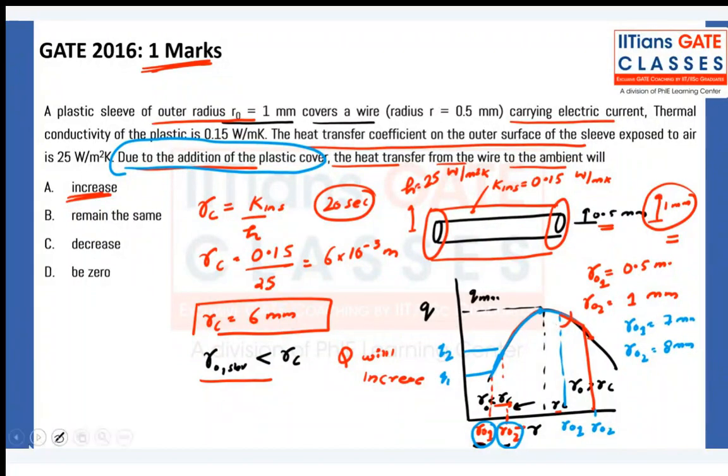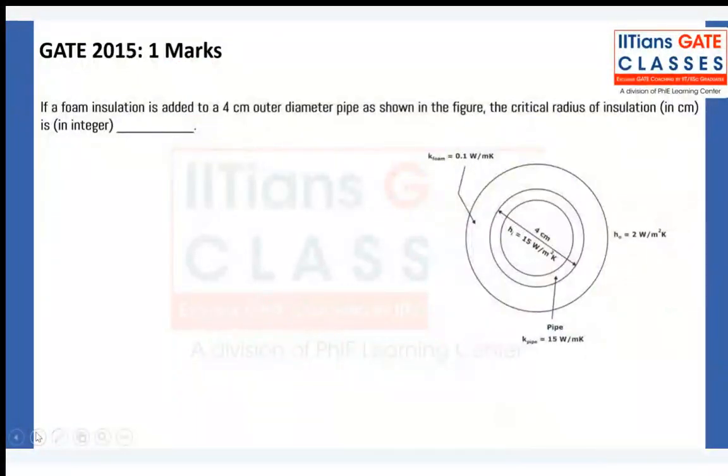If a foam insulation is added to a 4 centimeter outer radius pipe, okay, this pipe is there. You have this pipe, outer radius pipe is there. Now you are adding foam insulation. This is your insulation, foam insulation. Okay, the critical radius of insulation they are asking. You need to tell me very quickly.